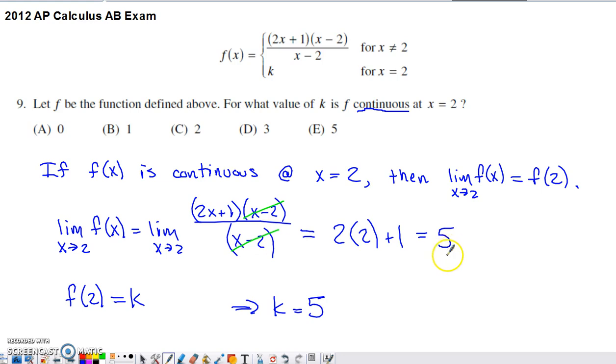Well, if the limit equals 5, and we're trying to force this function to be continuous at 2, we need the function value at 2, which is k, to also equal 5. And that is it for this one.